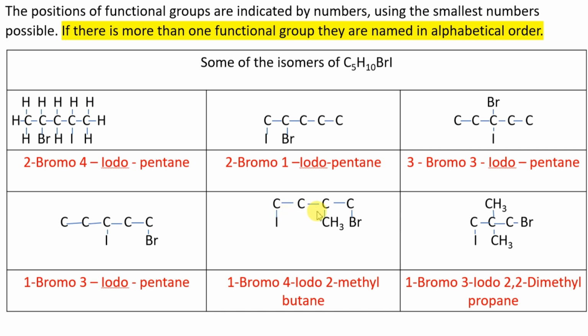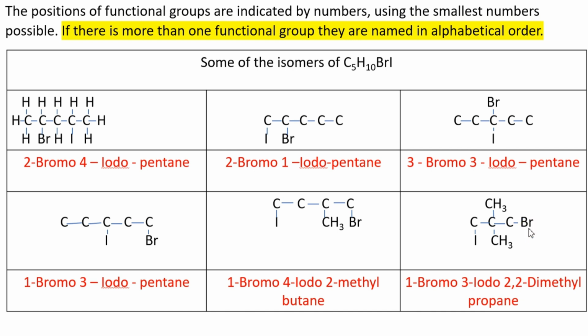Next, now I notice I've got a chain of 4 carbons. And I've got 3, let me call them substituents. 3 things added to that chain. Bromine, bromo first, iodine, iodo second, methyl third. Going from the right, 1-bromo, 4-iodo, 2-methyl, butane. And now my longest chain is 3, so based on propane.